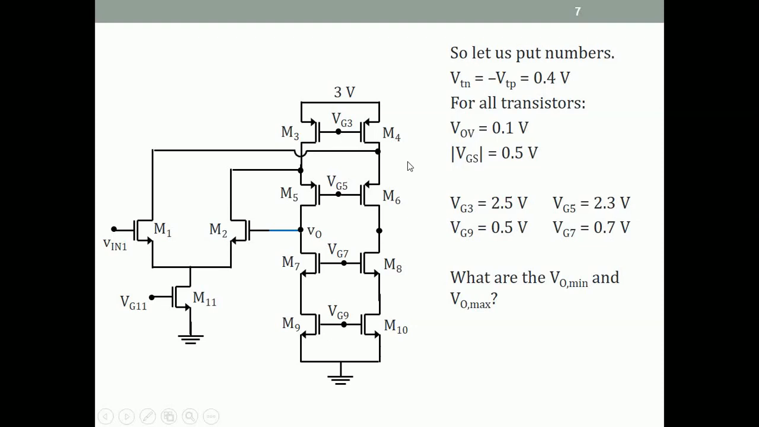VG3 is 2.5 because the VGS is 0.5 here. VG5, again, this could have been 2.4 but I made it 2.3. Alright, and with these numbers, VG11 is also 0.5 volts. Alright, so with these numbers we ask what are VO min and VO max. So you please pause and calculate VO min and VO max with this short circuited, right? That is what is critical here.